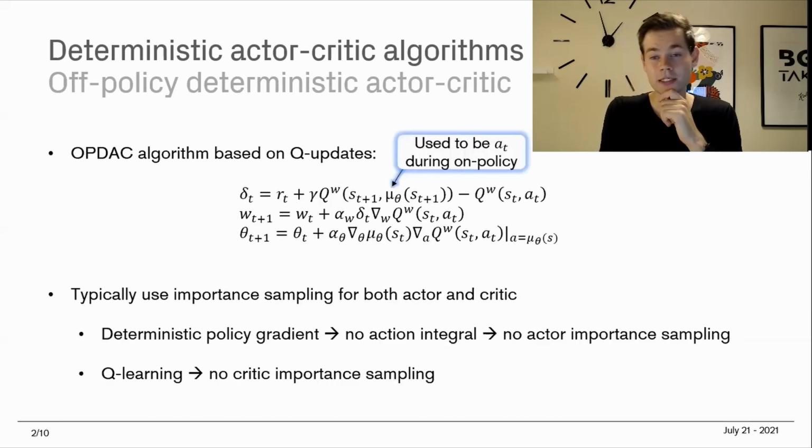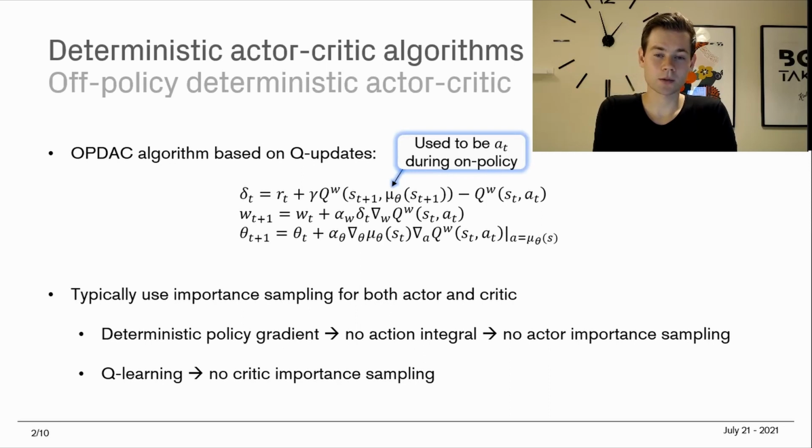Okay, so based on this, you can derive an algorithm in the off-policy case for a deterministic actor-critic, and that comes down to the acronym OPDAC. It's based on Q updates, and it's very similar to what we saw in the on-policy case. The difference is that instead of the A, which was previously present in the parenthesis next to the Q value, we have mu of the state. So that is the action we're going to take. Because we're following a deterministic policy, the action is simply replaced by the policy of the state.